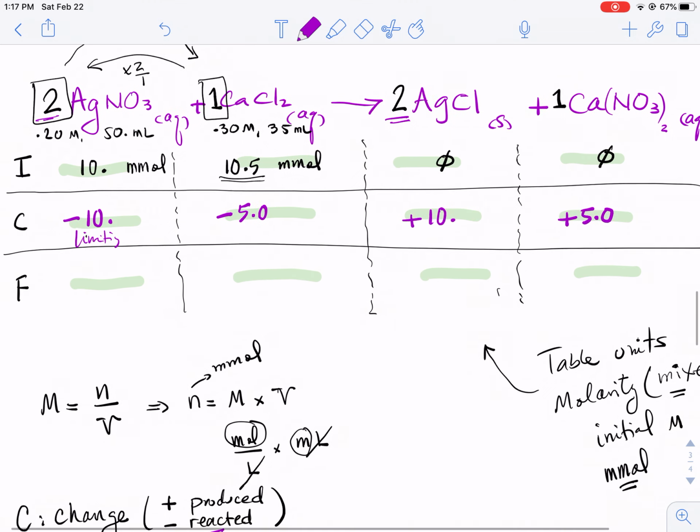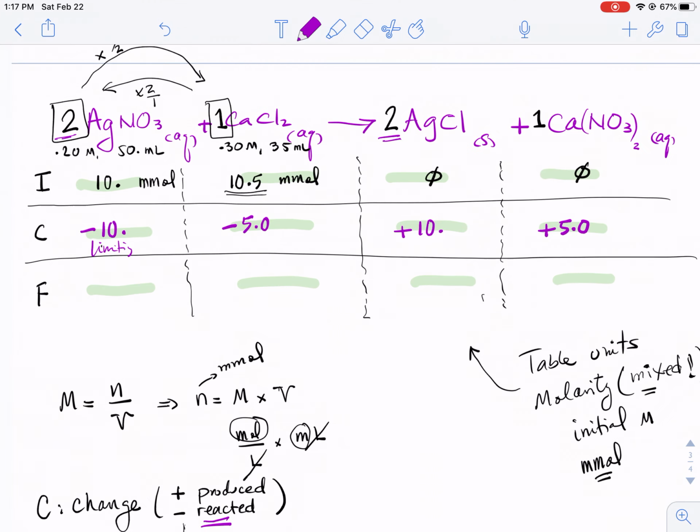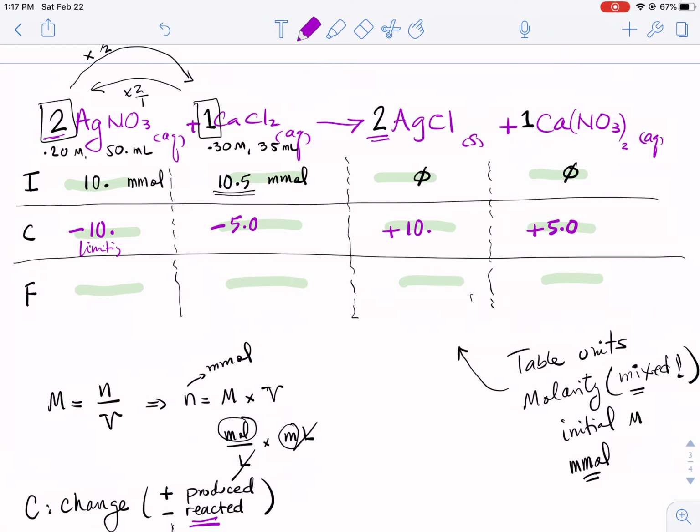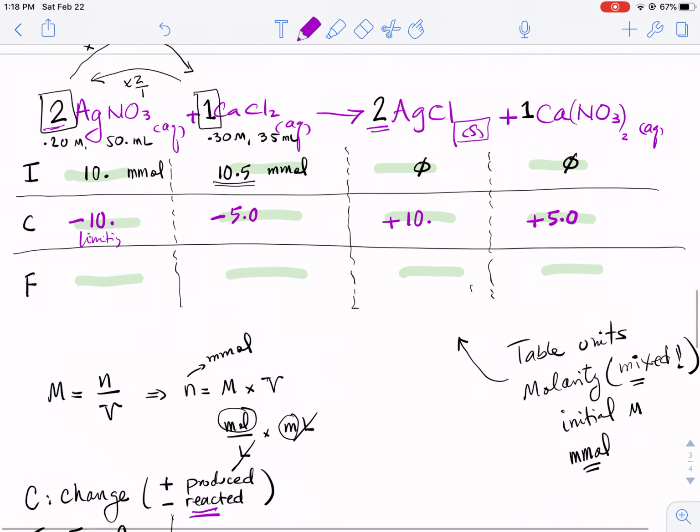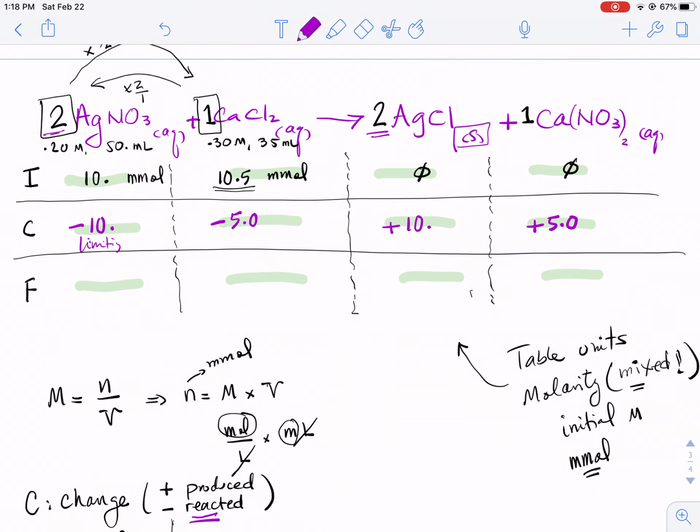So here it is. Now, calcium nitrate technically is not a product because the ions are floating in the solution. Silver chloride is the product because you have a solid product formed. But you are making 5 millimoles of calcium nitrate once you use up 5 millimoles of calcium chloride. So the table is showing you the moles or millimoles of ions in the solution correctly as well. So that's why it's a good table to keep in mind.